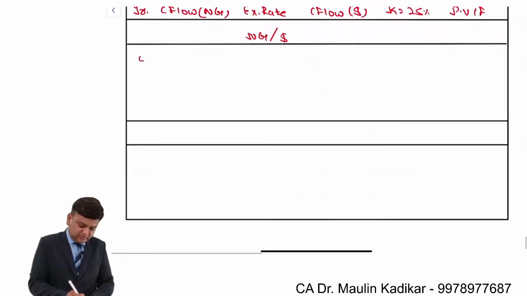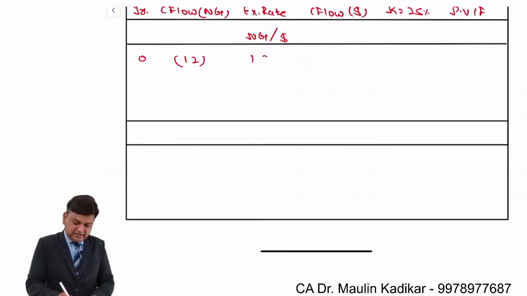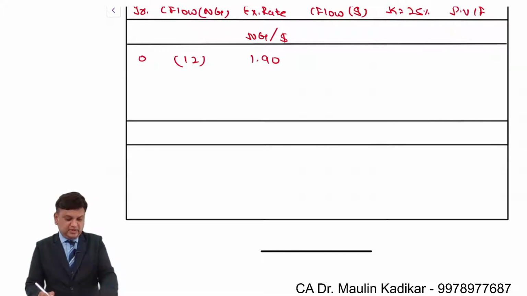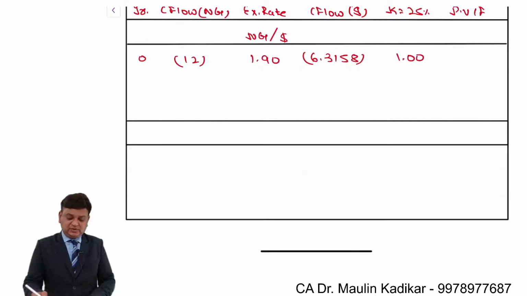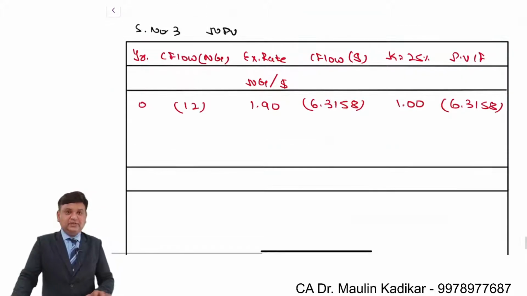So year 0, it is 12 outflow, exchange rate is 1.9, so 12 divided by 1.90, so that comes to 6.3157 or 58, 6.3158. Discounting factor is 1, so it is 6.3158. And so on we will do for the remaining years.